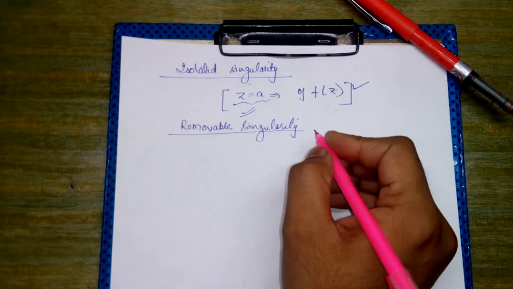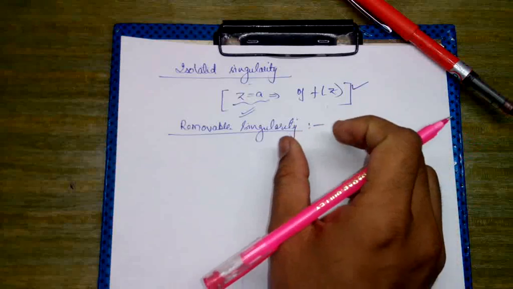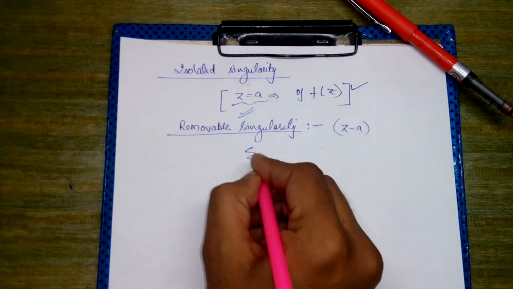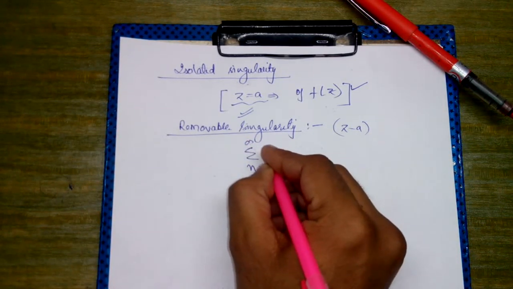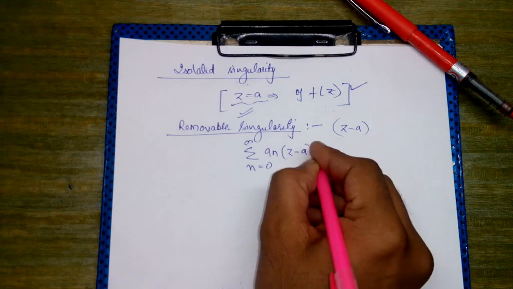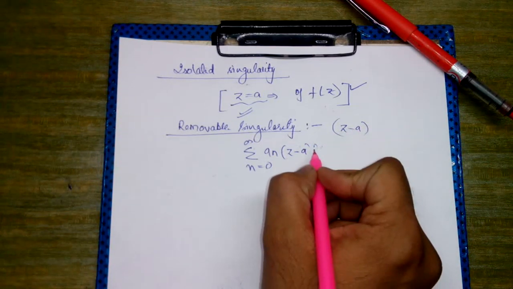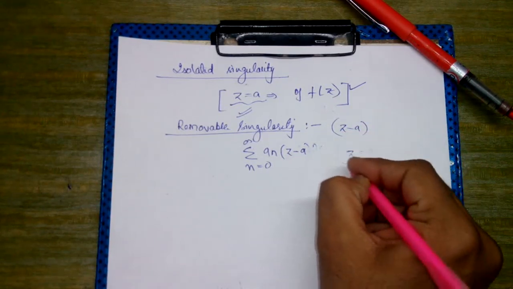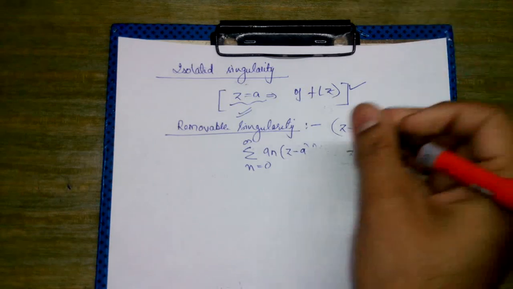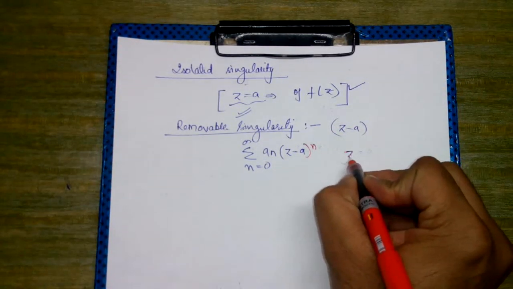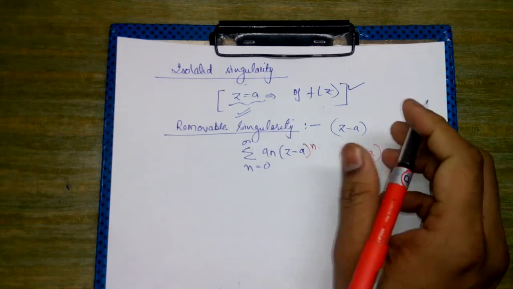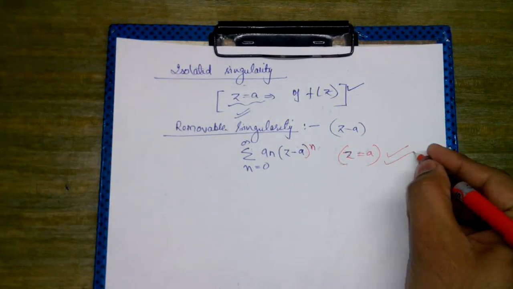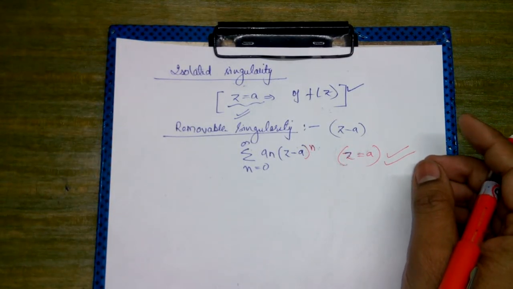Okay, what happens in the removable singularity? If all the negative powers of z minus a in the expansion series, the sum from n equals 0 to infinity of a_n (z minus a) to the power n, can be removed in such a way that it becomes analytic at z equals a. The pen has run out. So if the negative powers in the expansion are such that the singularity at z equals a gets removed, then such a type of singularity is called a removable singularity.